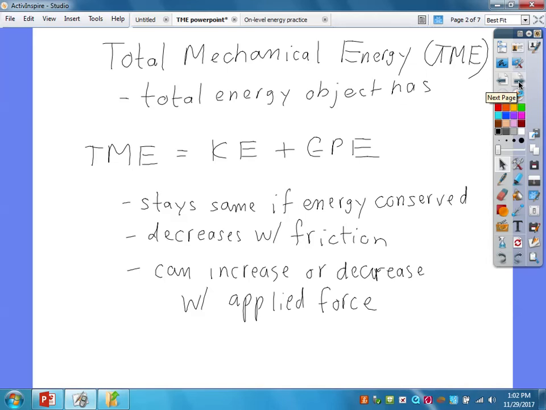TME is the way I abbreviate it on most of my worksheets. You'll see it in some of the work that you do. Total mechanical energy is just a term for the total energy of the object, regardless of what type it has. Since we focus only on kinetic and gravitational, total mechanical energy equals the sum of the kinetic and gravitational energy in the object.